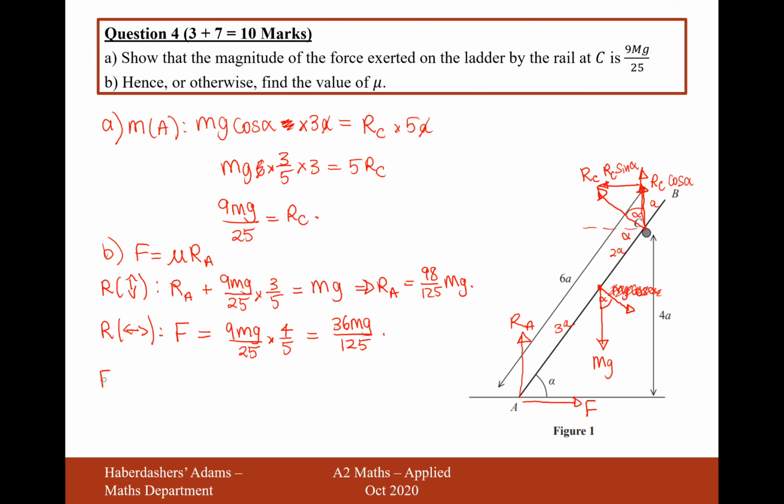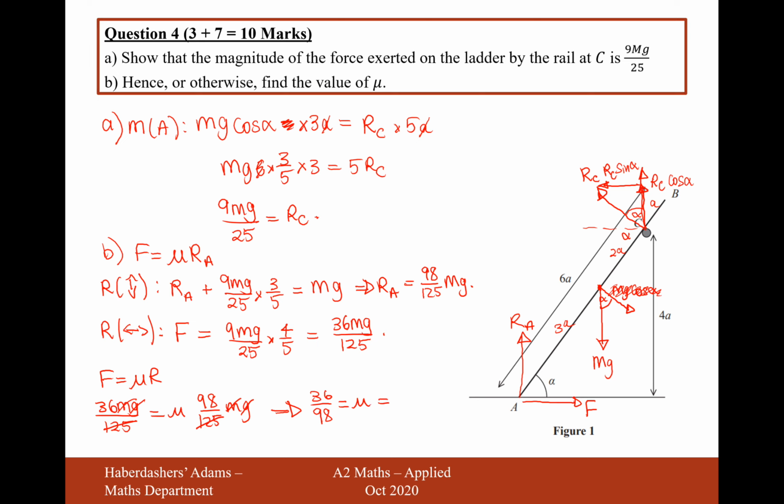So now we're going to combine this together with F equals mu R. So the F is going to be 36 mg over 125 equals mu times R, which is 98 over 125 mg. So yeah, we can see this cancelling out quite easily here. Then times both sides by 125, divide by m, divide by g, divide by the 98 onto the other side, and we get 36 divided by 98 equals our value of mu.